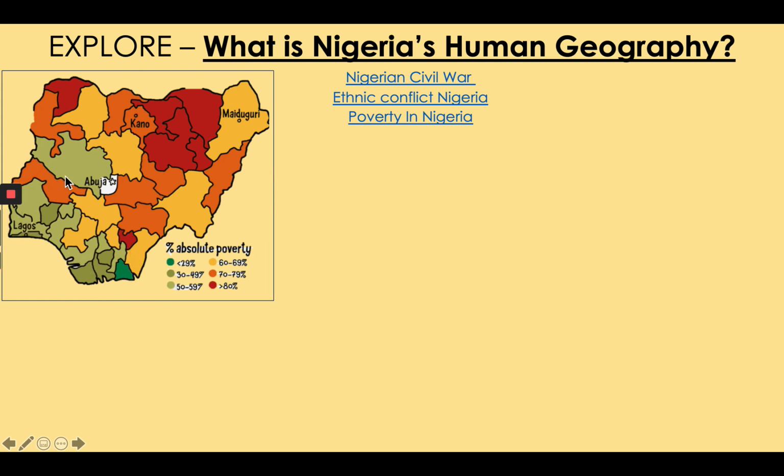This meant that they spent most of their efforts developing the coast and very little effort developing the inland of Nigeria. As a result, the coastal Nigeria today is richer than the northern area of Nigeria because the British invested in things like schools and hospitals and roads and ports here. And they did very little investment up in the north. That's the first reason why the south of Nigeria is richer than the north.